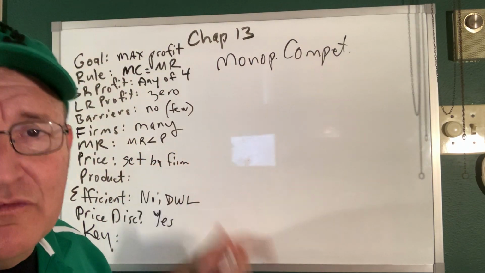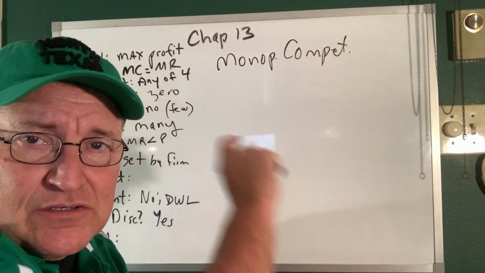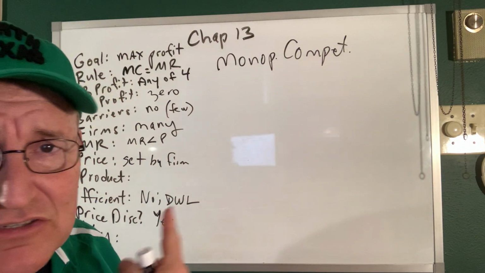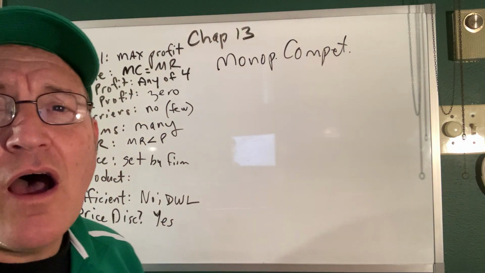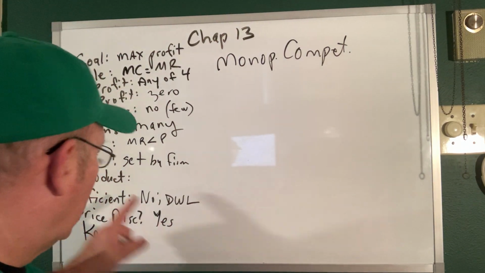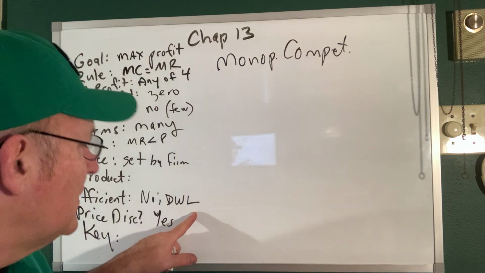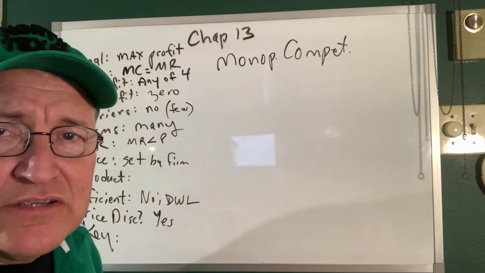The graph, as I explained before, is the same, so it looks the same. So your marginal revenue is still below your price, right? Marginal revenue, that curve is below the demand curve. Price is still set by the firm, and your product. Now, okay, same graph, so it is not efficient. There is deadweight loss present, and you can, in fact, price discriminate, okay?